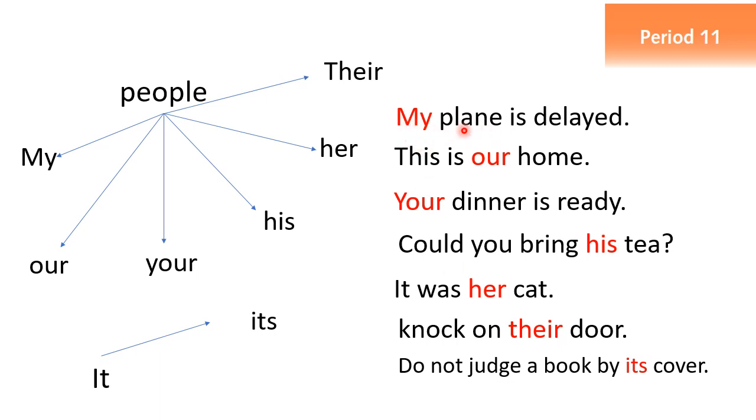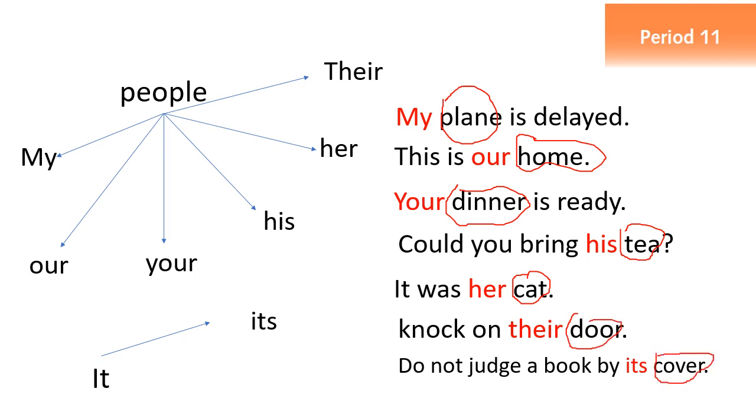My plane. What is a plane? What part of a speech is a plane? Our home. What is home? إيش نوع home? من part of a speech. Your dinner. Tea. Cat. Door. Cover. All of the words, all of the surrounded words, or the circled words, all of it are nouns. كلها nouns.